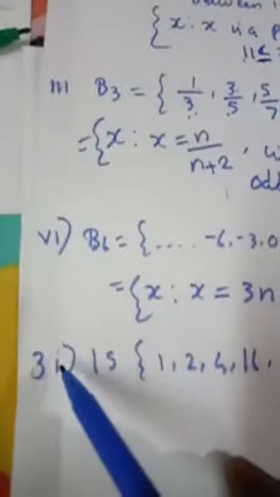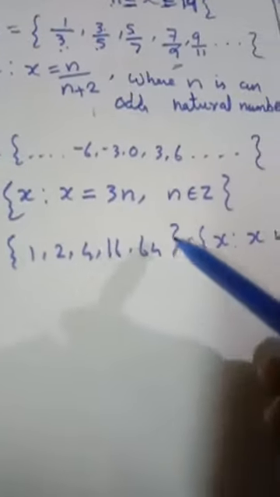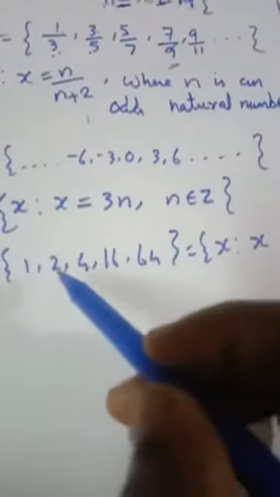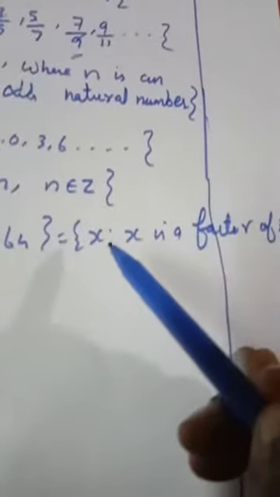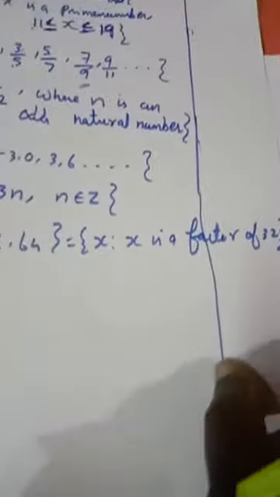Now question number 3, sub question 1: is the set {1, 2, 4, 16, 64} equal to {x such that x is a factor of 32}? Give reason. This is the set 1, 2, 4, 16 and 64. The rule method is x such that x is a factor of 32.